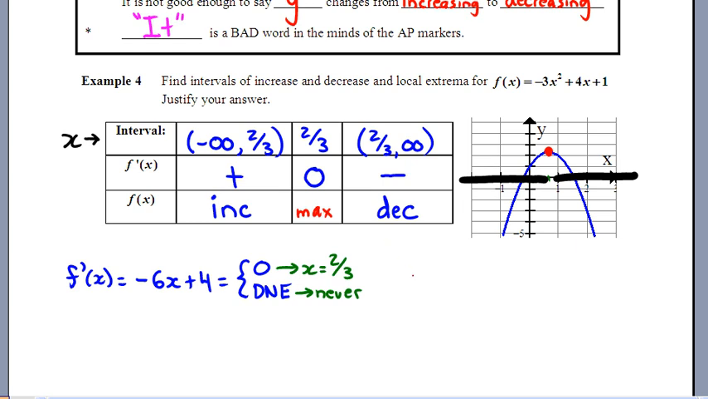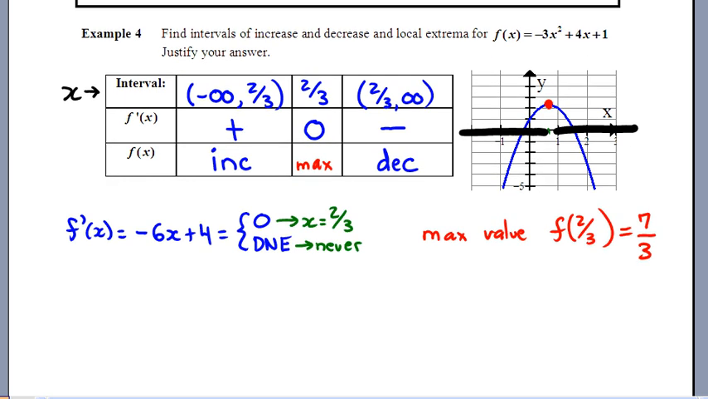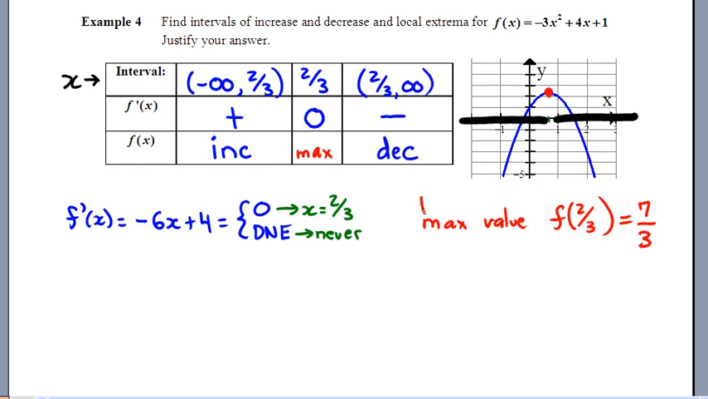If I want, I can even go and find that local maximum value. I would substitute 2/3 back into f, and when you do that in the original function, you get 7/3. All right, now how do you justify that you just found a local max? It's also the absolute max.